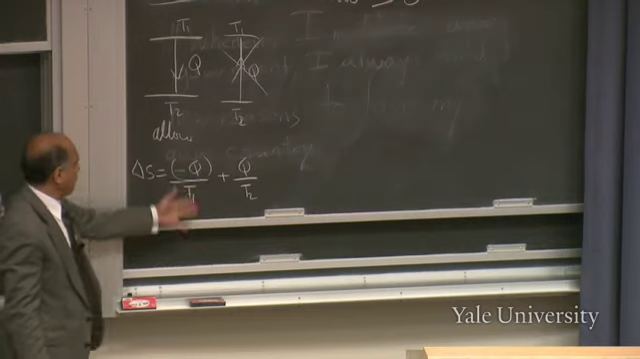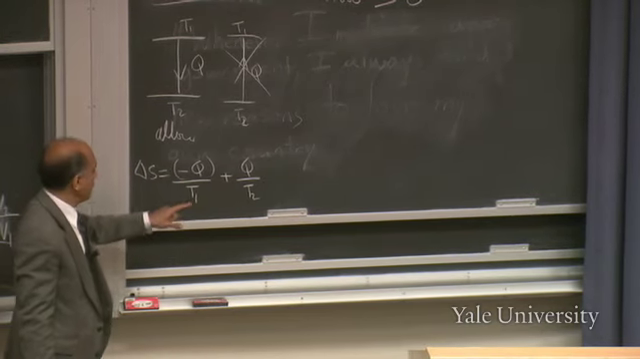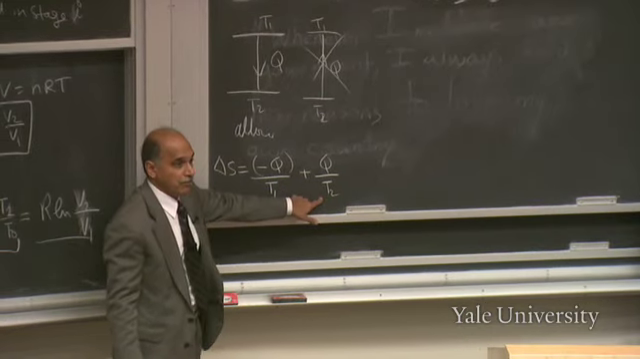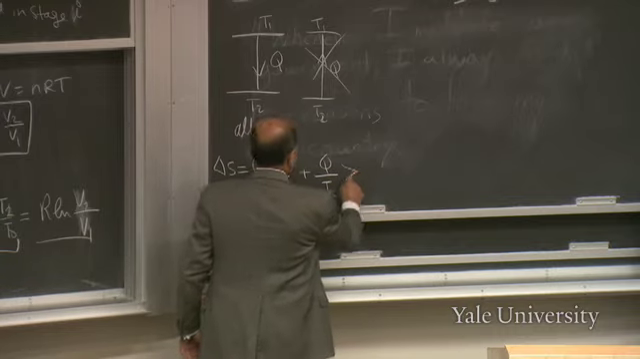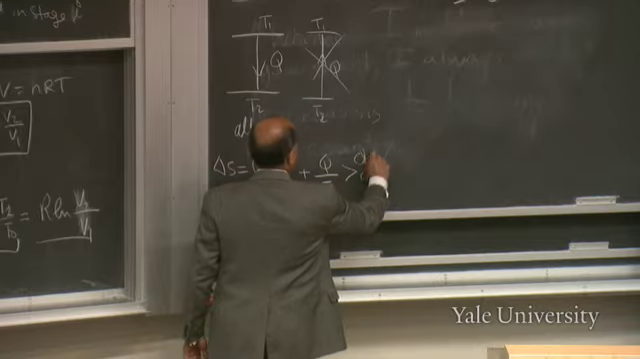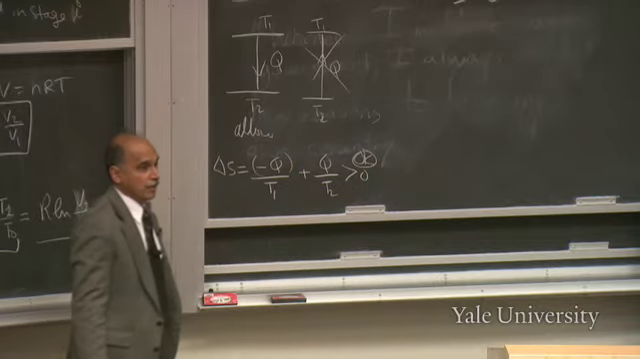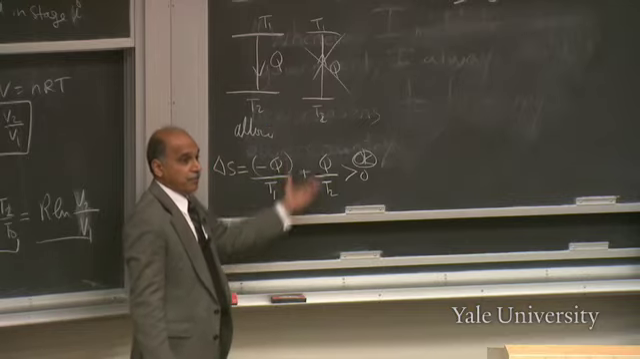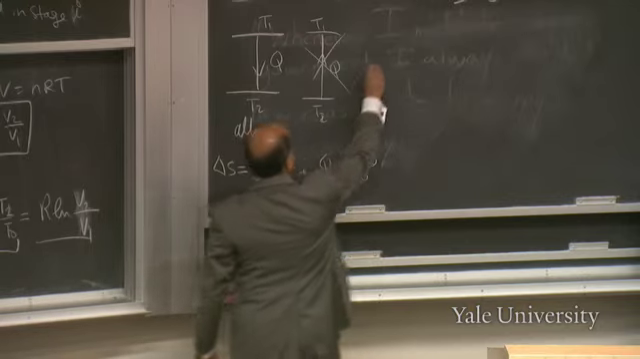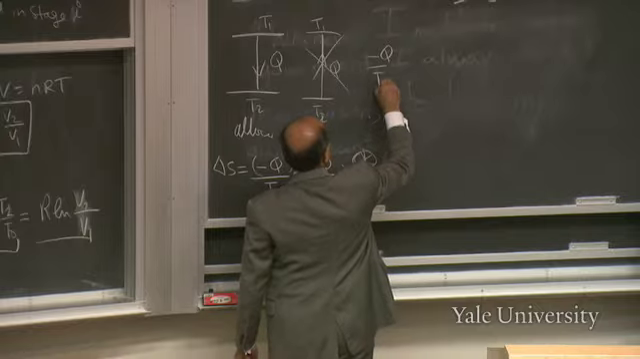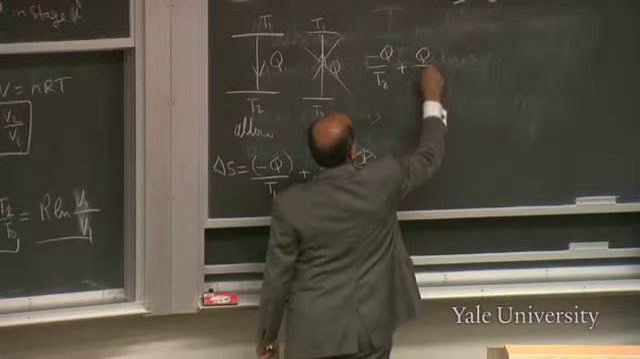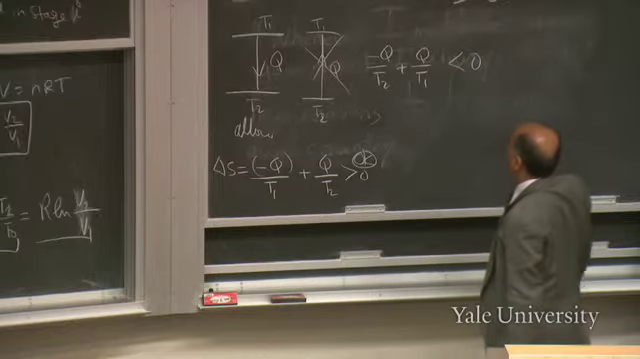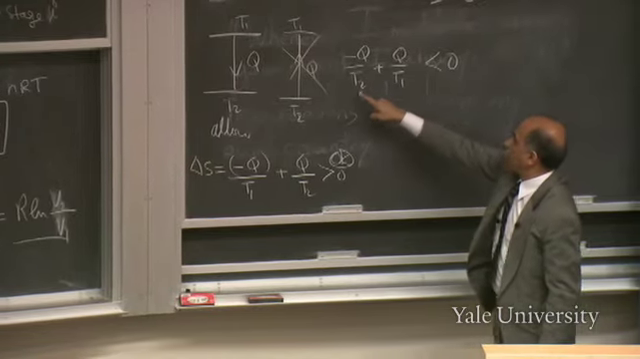The lower reservoir gained Q at temperature T2. Now what's the overall sign of this? Think about it. T1 is bigger than T2, so this negative number is smaller than this positive number, so the whole thing is positive. That means it's allowed. It's okay. By the same token, if you take this process, when heat flows uphill, then this reservoir loses some heat Q at temperature T2. The other one gains heat Q at temperature T1, but this is clearly less than 0 because this positive number is smaller than this negative number.